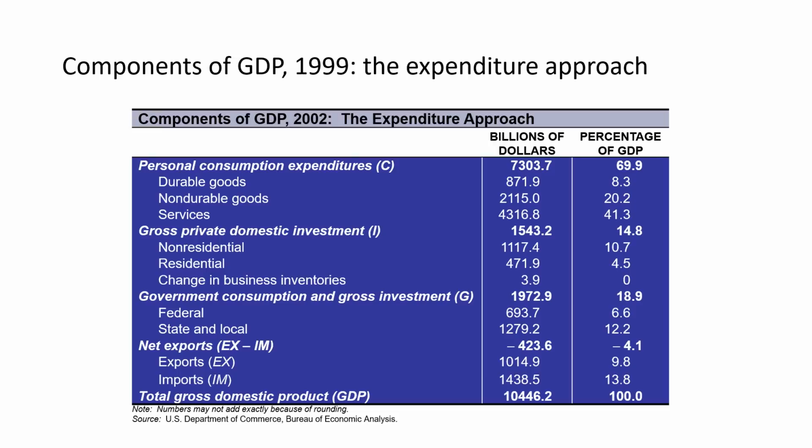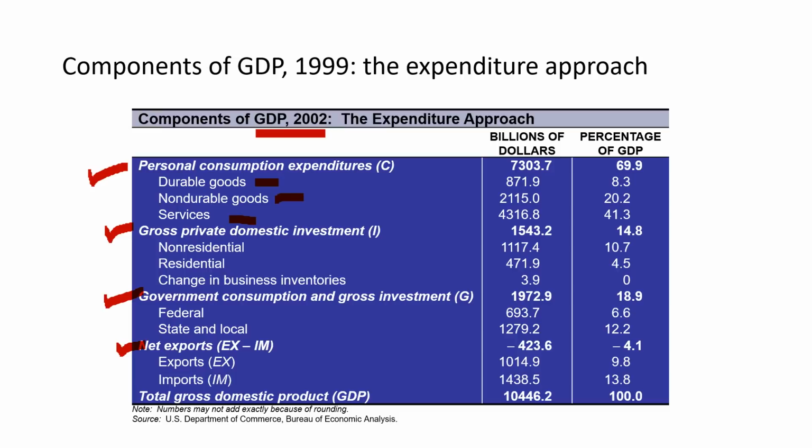Now let's look at this example. Here we have the components of GDP in 2002 under the expenditure approach. As I explained earlier, the four main components of GDP are personal consumption expenditure, gross private domestic investment, government consumption, and net exports. Under personal consumption expenditure, we have durable goods, non-durable goods, and services.